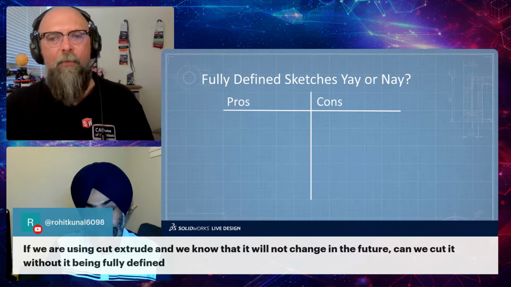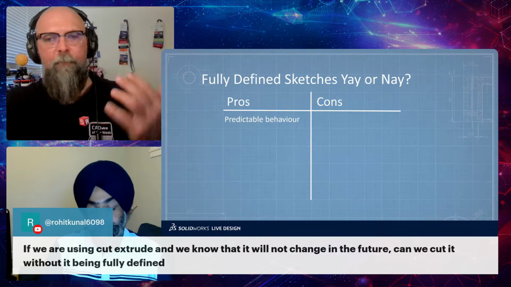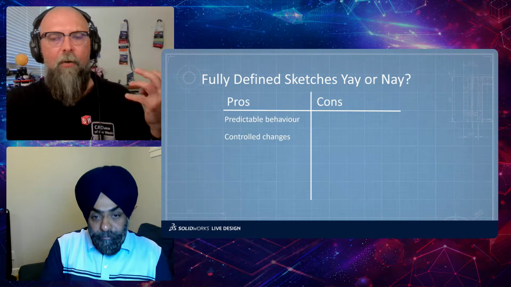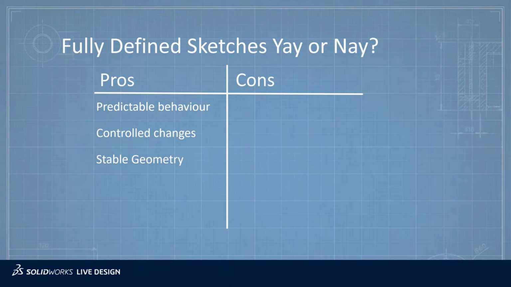So I would always recommend fully define, because when you fully define your sketch, you have predictable behavior. All changes will be well in control. You have a stable geometry. You have something easy to understand and also easy to control. But of course, there are also cons on using a fully defined sketch. So let's see what those are.